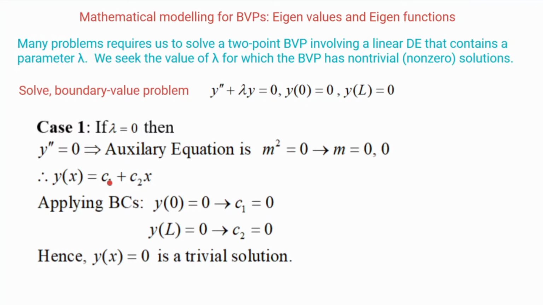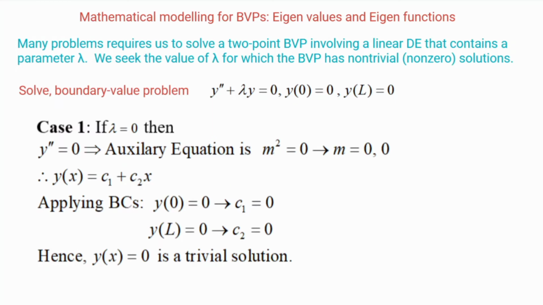In this case, we consider x as the independent variable. Now we have to find the arbitrary constants c1 and c2. Applying the first boundary condition y(0) equals 0, that means x equals 0, we get c1 equal to 0. Similarly, we apply the second boundary condition x equals l, c1 is already 0, so c2 l equals 0, which means c2 equals 0. So finally we get both c1 and c2 are 0, that means y equals 0, which is a trivial solution. That means it is a zero solution.